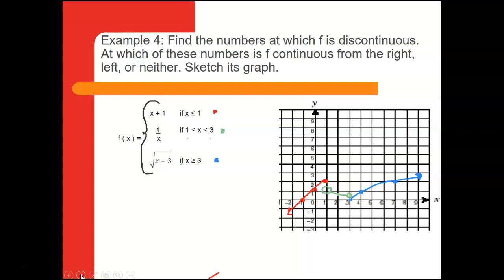So each of these graphs produce a different shaped graph. Upon producing it, I notice that I have 2 points of discontinuity. So f of x is discontinuous at x equals 1 and at x equals 3. Both of these are jump discontinuities.